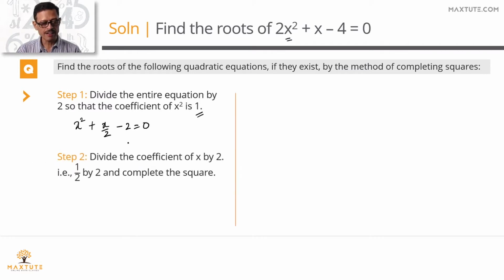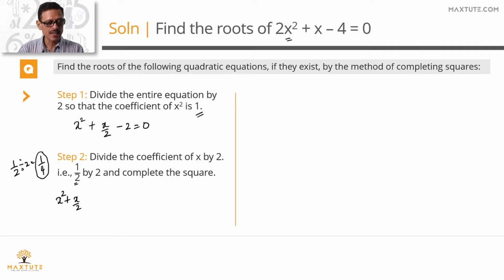Step 2, we divide the coefficient of x by 2. The coefficient of x is half. We divide that by 2. So half divided by 2 is equal to 1 by 4. Now this is the step to complete the square. Write these first two terms without making any change: x square plus x by 2.